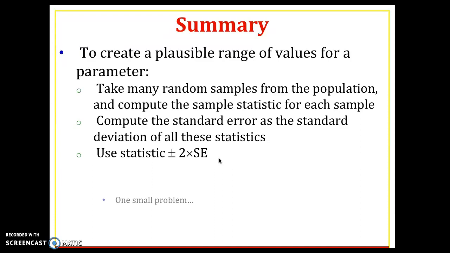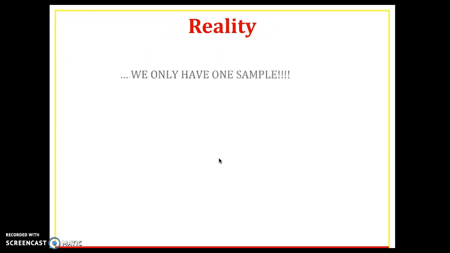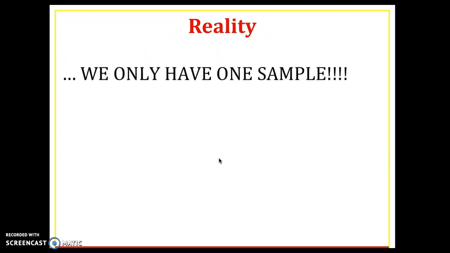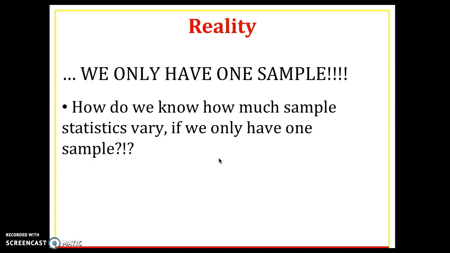But there's one small problem. Actually, now I'd probably say it's a very big problem. Oftentimes, most of the time, we're only going to have one sample. Finding a good sample is difficult, time-consuming, and costly, in time and money. We talked about in chapter 1, it's hard to get a sample that is truly random and representative of the population. So oftentimes we'll just have one sample. So how do we know how much sample statistics vary if we only have one sample?